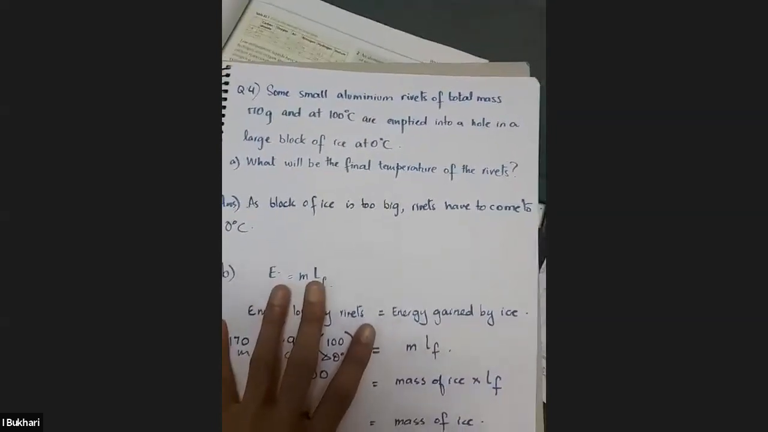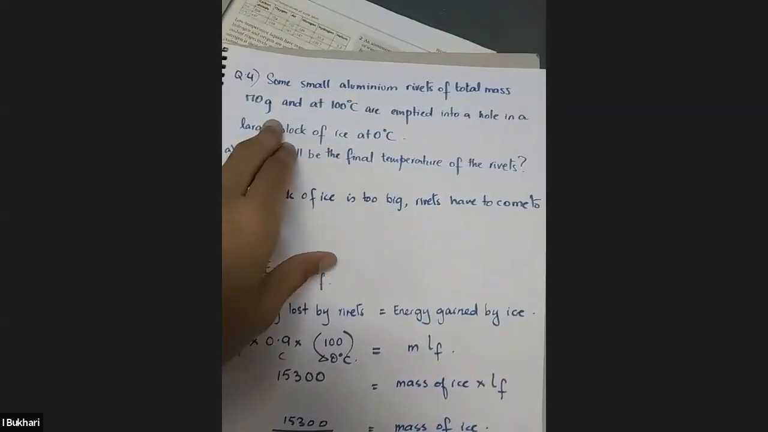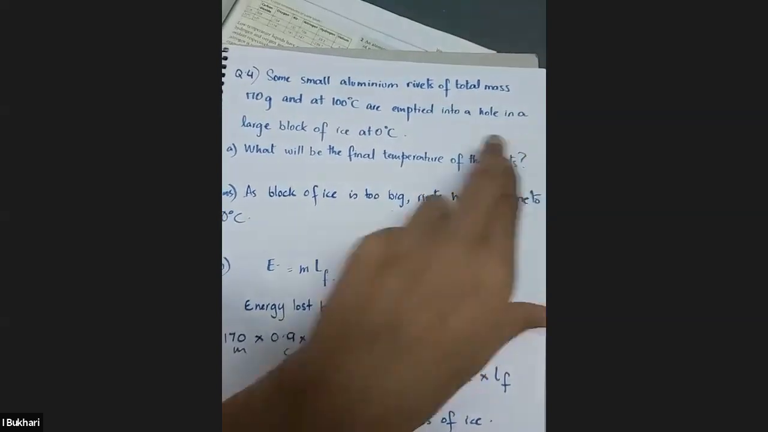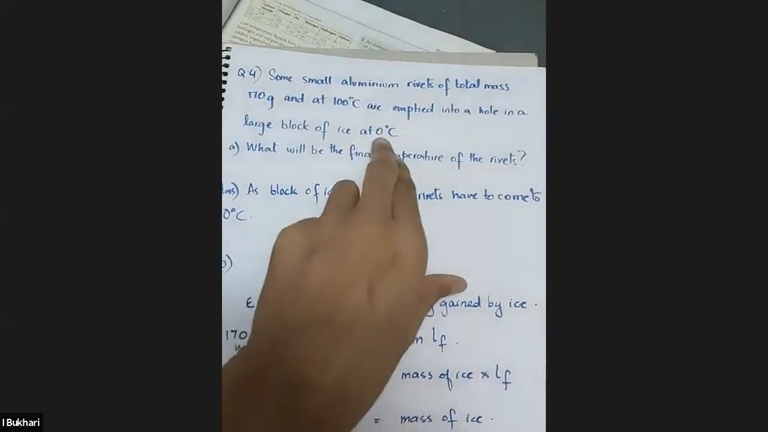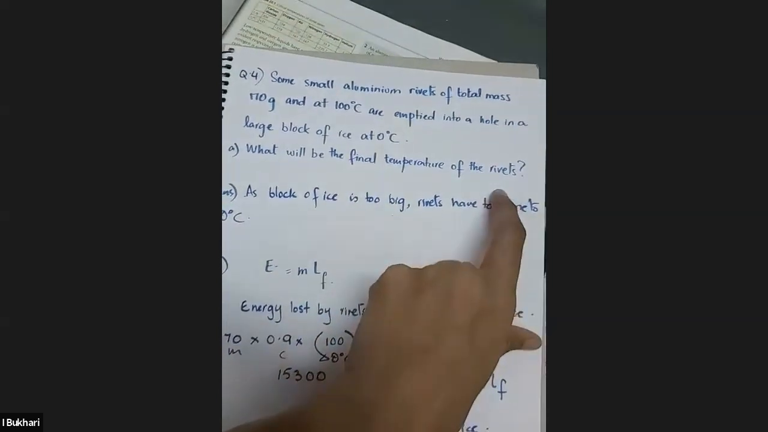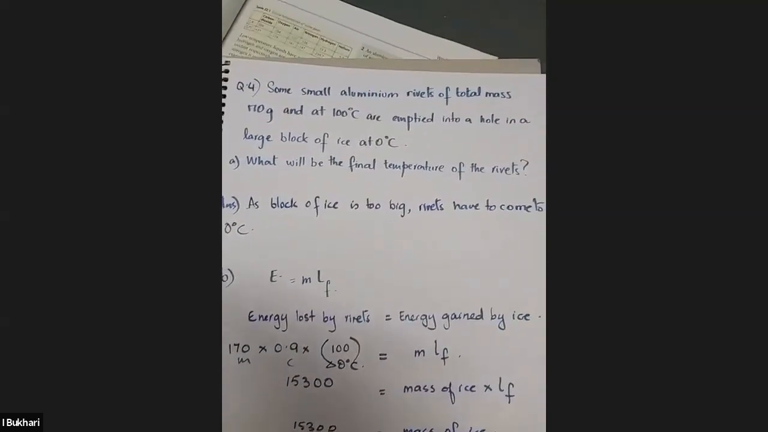Okay, some small aluminum rivets of total mass 170 grams and at 100 degrees Celsius are emptied into a hole in a large block of ice at 0 degrees Celsius. What will be the final temperature of the rivets? Now here you have to use your common sense a little. There's no calculation in here.